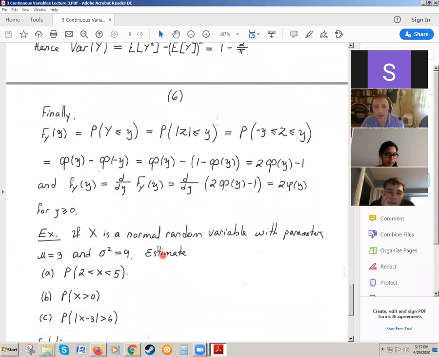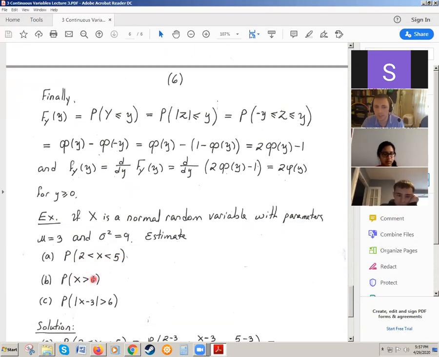So let's say x is a normally distributed random variable with mean equal to 3 and variance equal to 9. Using the table, which I'll display in a moment, I want you to try to calculate the probability that x is between 2 and 5. Approximate it. Then, what's the probability that x is bigger than 0, and the probability that the absolute value of x minus 3 is bigger than 6.